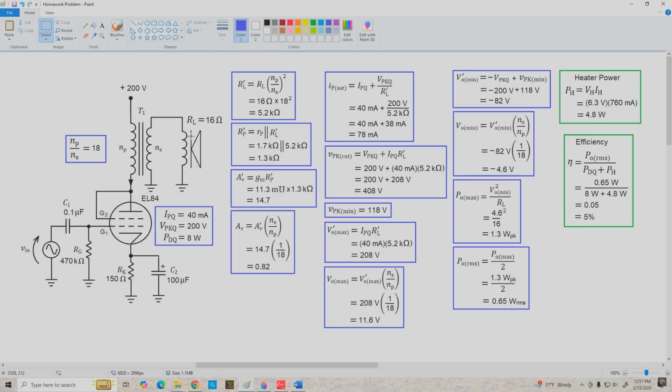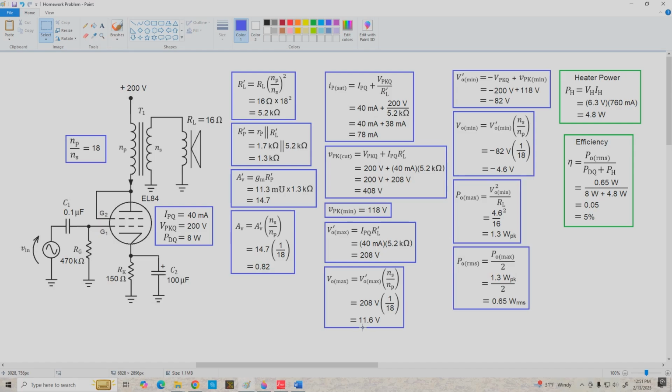The actual maximum signal swing we can get at the output is stepped down by a factor of 18 by our output transformer, so it's stepped down to about 11.6 volts. And this may be actually a negative voltage. It depends how we connect the secondary of the transformer. We don't have phasing dots shown, so we don't know whether the phase is inverted or not, but we'll assume it's not. So we get 11.6 volts out for this 208 volt swing. V prime O minimum, that's our maximum delta VP in the negative direction. That's negative 82 volts, stepped down to negative 4.6 at the output.